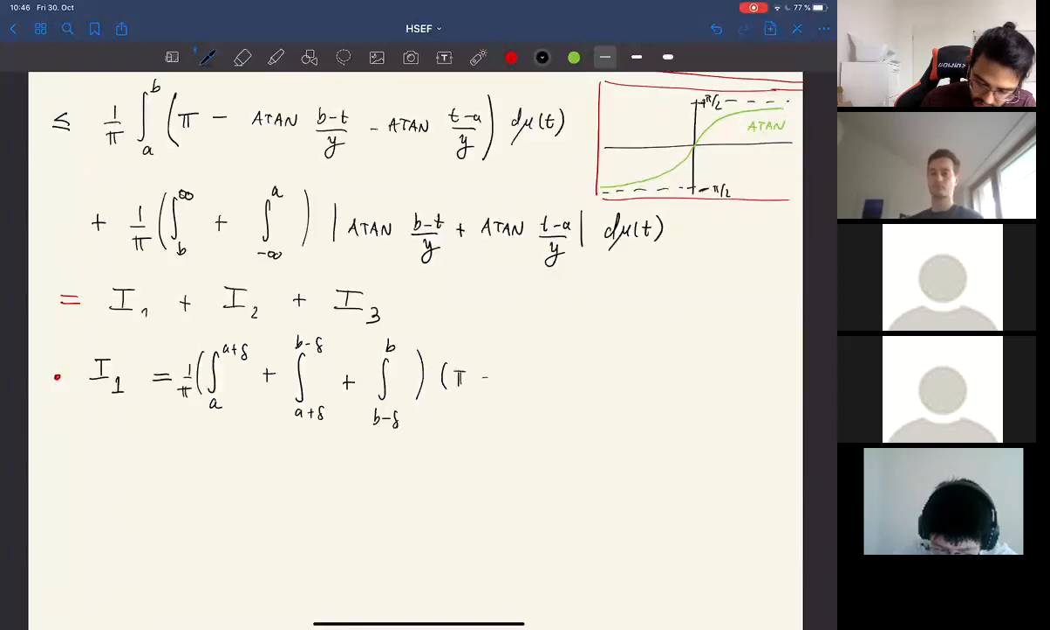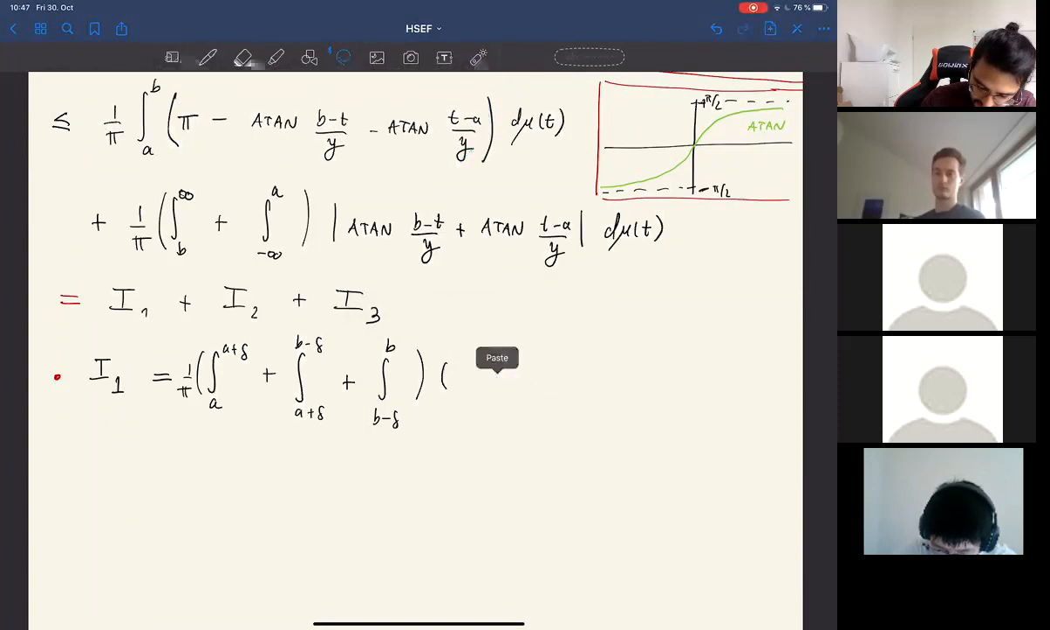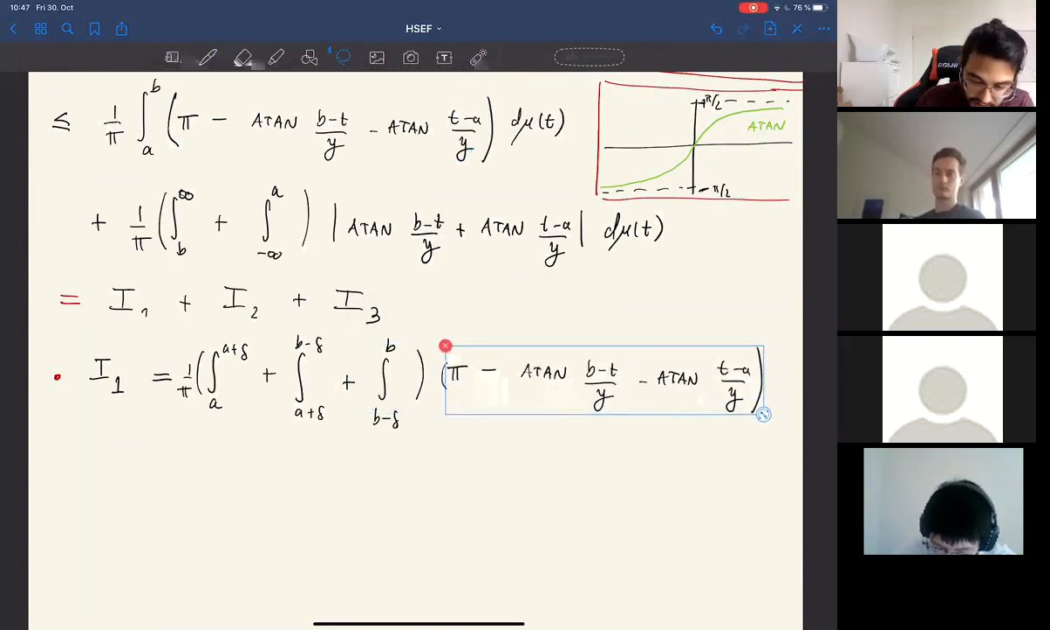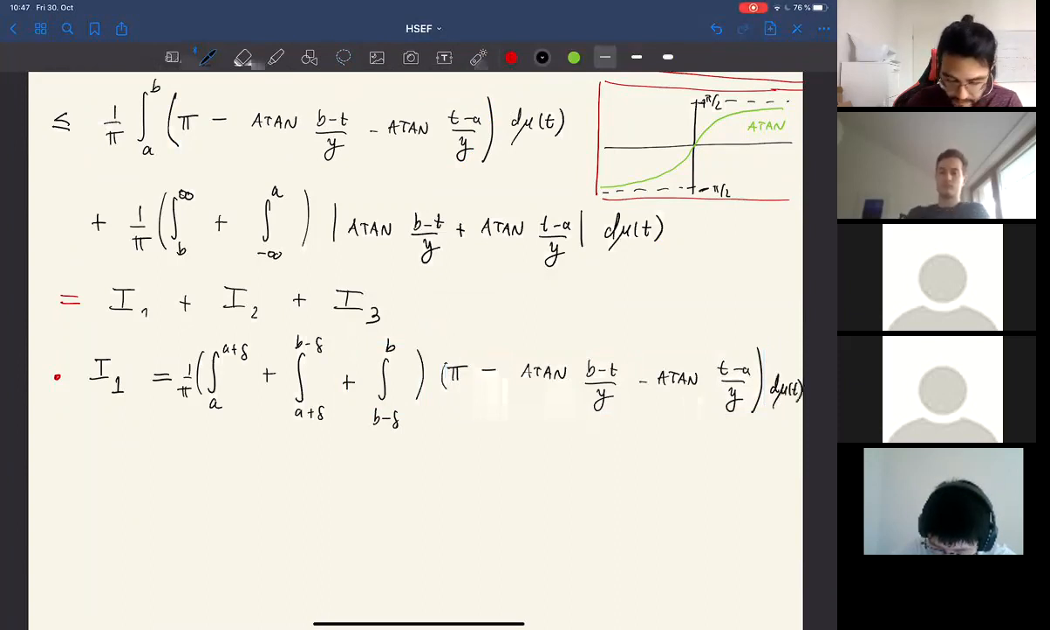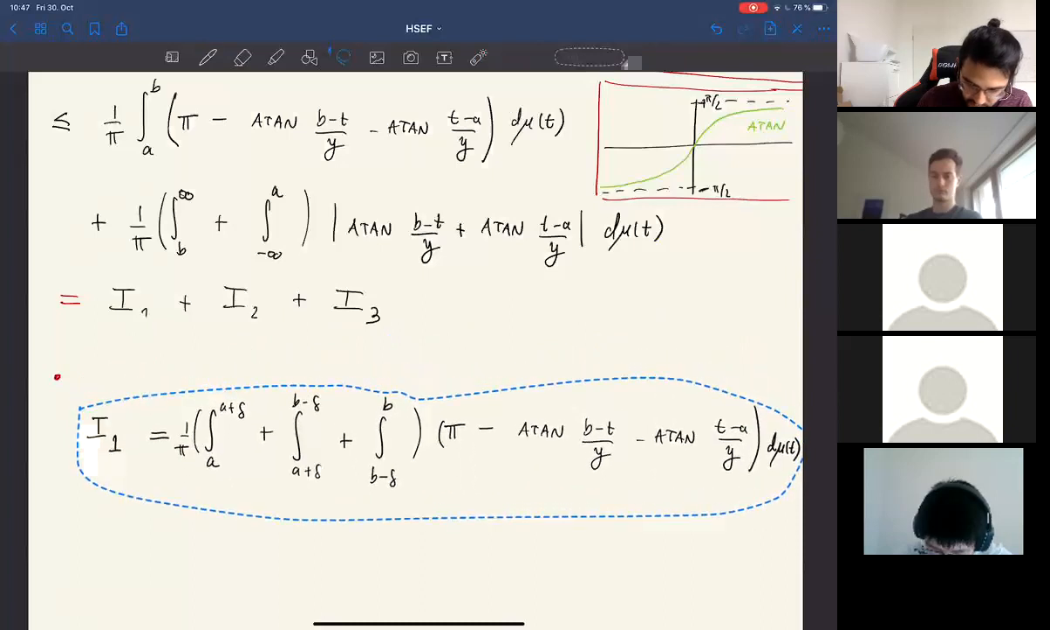which is pi minus, maybe I can use a better trick. D mu t. Yes, great. So what happens now? Probably what I should do is select this whole thing. Yes, I should move this to the bottom.